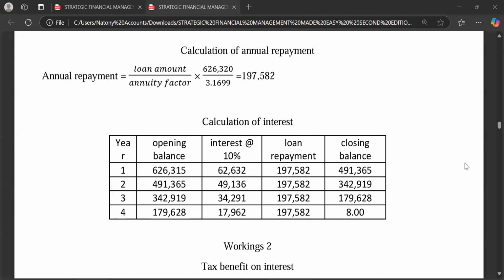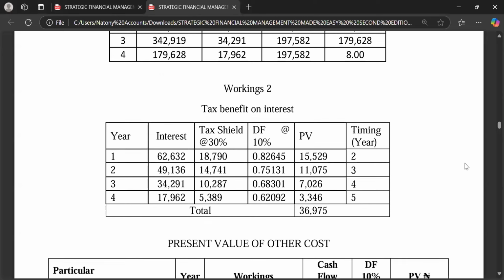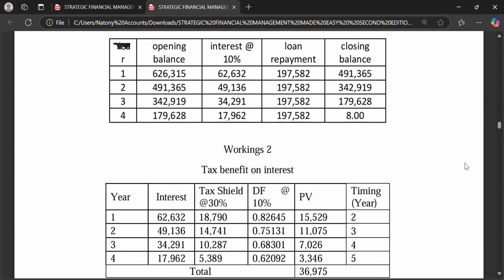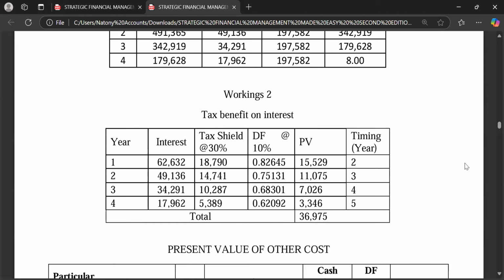All right, the moment you get this interest, you just discount it. These are the interest elements, 6249, 3417. So you discount these interest elements the moment you get them. But these interest elements here, the tax shield is at 30% of these interest elements. So these are the tax benefits. Okay, so you discount the tax benefits.